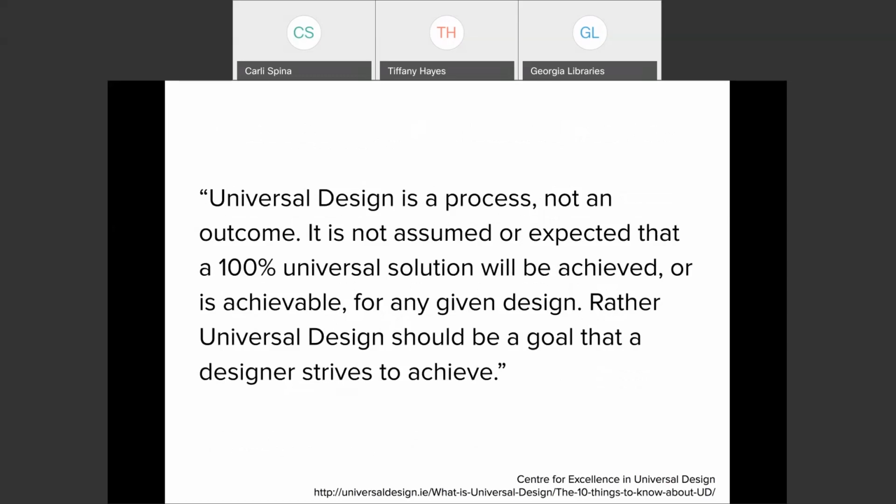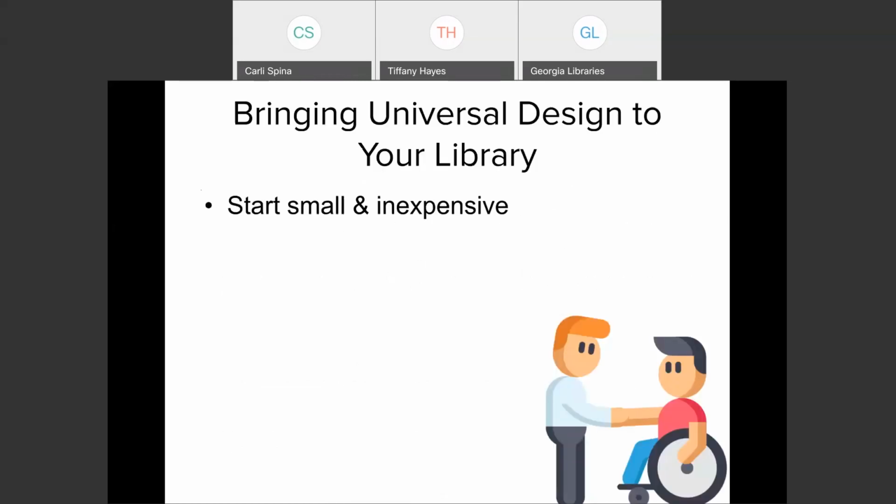So universal design really is a process and not an outcome. It's not assumed or expected that a universal solution will be achieved or achievable for any given design. Rather, universal design should be a goal that a designer strives to achieve. This is from the Center for Excellence in Universal Design, and I think that it's a really great summation of how you should think about this, that it really is about a process of continual improvement and working towards the goal of inclusion. So let's talk a little bit about how you can think about bringing this to your library.